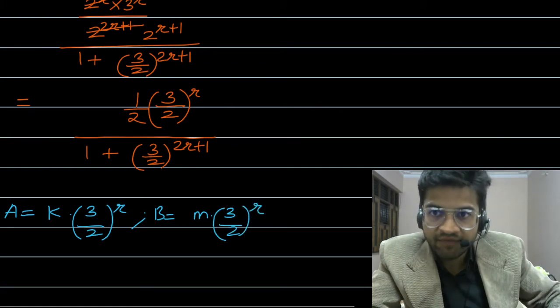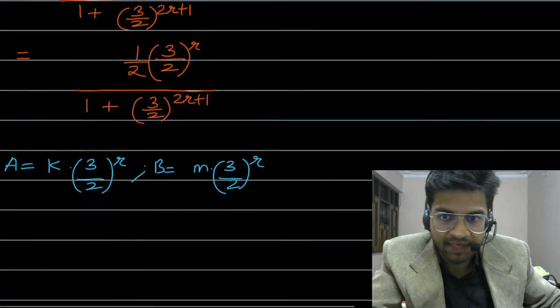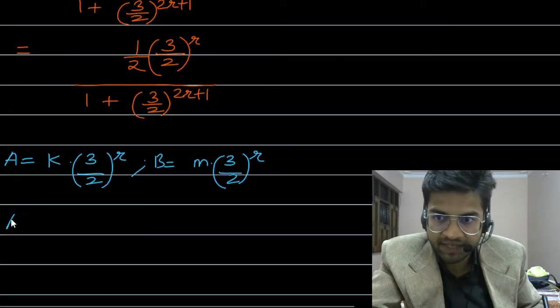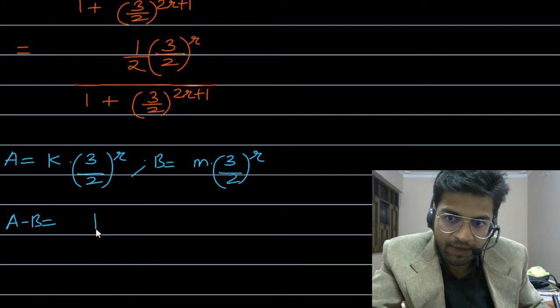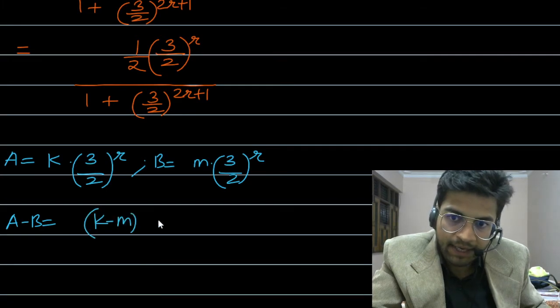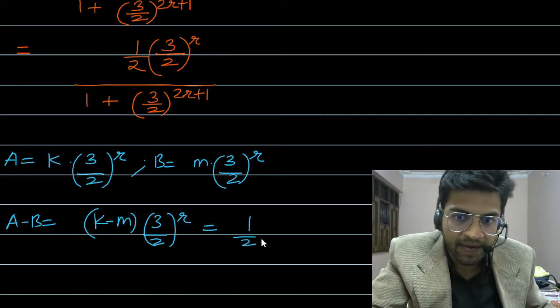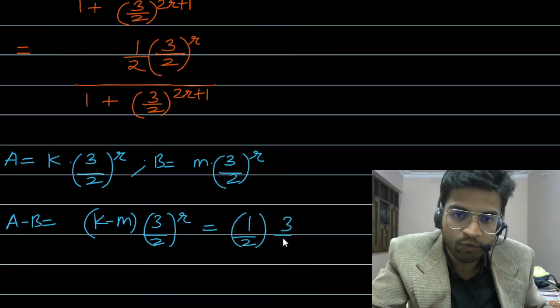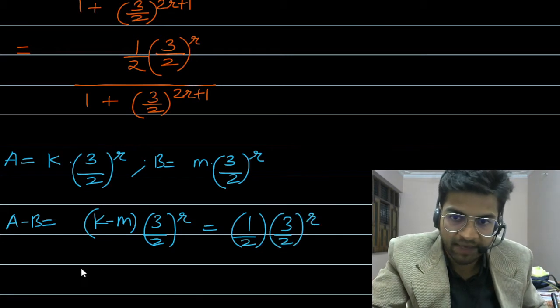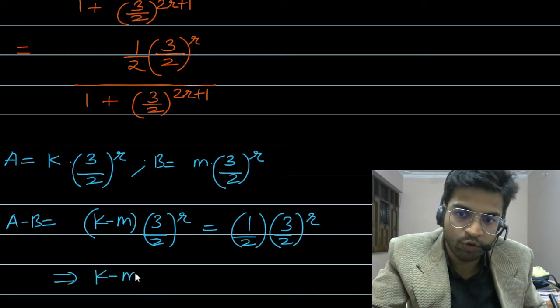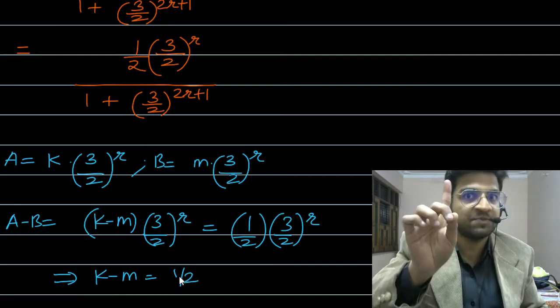And if we subtract these two terms, a minus b, it will be equal to k minus m into 3 by 2 to the power r. And obviously it is equal to the numerator, which is 1 by 2 into 3 by 2 to the power r. So that means k minus m is equal to 1 by 2. We have the first expression.